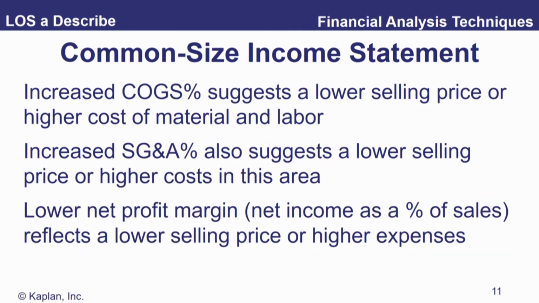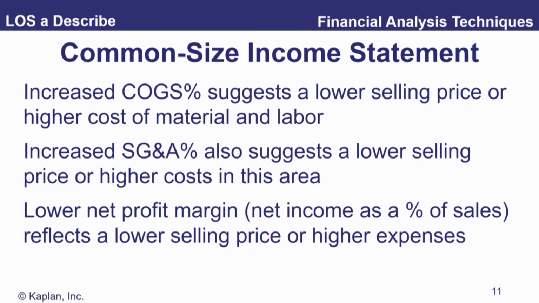Okay, so we can see we've got an increase in cost of goods sold for our company over time. That either suggests a lower selling price, maybe the sales figure has fallen. Because if you think about it, if cost of goods sold as a percentage of sales changes, that either means sales are getting smaller or cost of goods sold as a monetary value are getting bigger. So it either means a lower selling price or lower selling volumes, or alternatively, higher cost of goods sold, so higher cost of material, labor, etc.